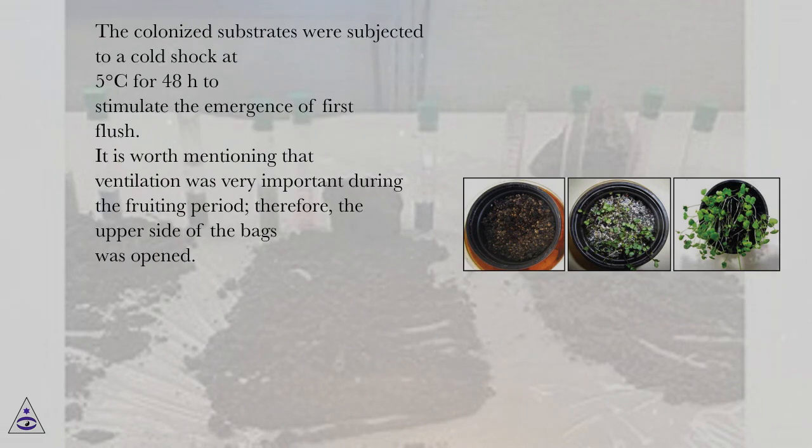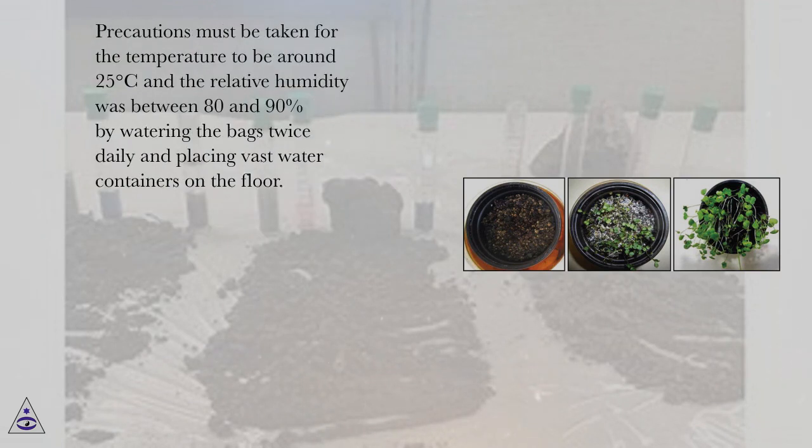The colonized substrates were subjected to a cold shock at 5 degrees Celsius for 48 hours to stimulate the emergence of first flush. It is worth mentioning that ventilation was very important during the fruiting period, therefore, the upper side of the bags was opened. Precautions must be taken for the temperature to be around 25 degrees Celsius and the relative humidity was between 80 and 90% by watering the bags twice daily and placing vast water containers on the floor.